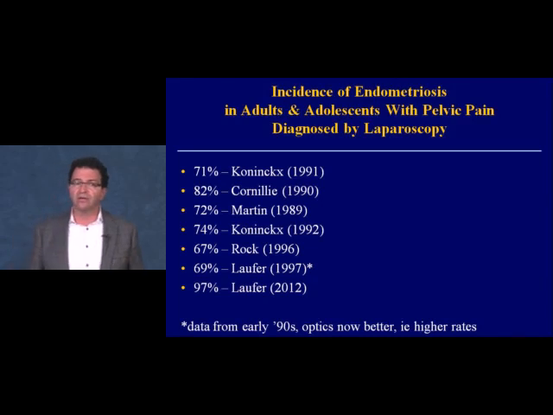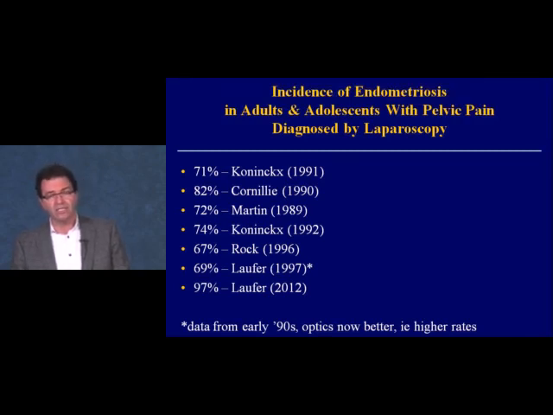How often does this occur? If we look back at studies, we can see the bottom three studies here relate to adolescents. So the study by John Rock in 1996 asked the question, if you're an adolescent woman who is on an oral contraceptive pill and nonsteroidal for treatment of dysmenorrhea, and you have a laparoscopy, what's the chance that you have endometriosis? And their number was 67% in Atlanta. We did the same study in Boston and found 69%. So it's not just geographic information or the surgeon's specific information.